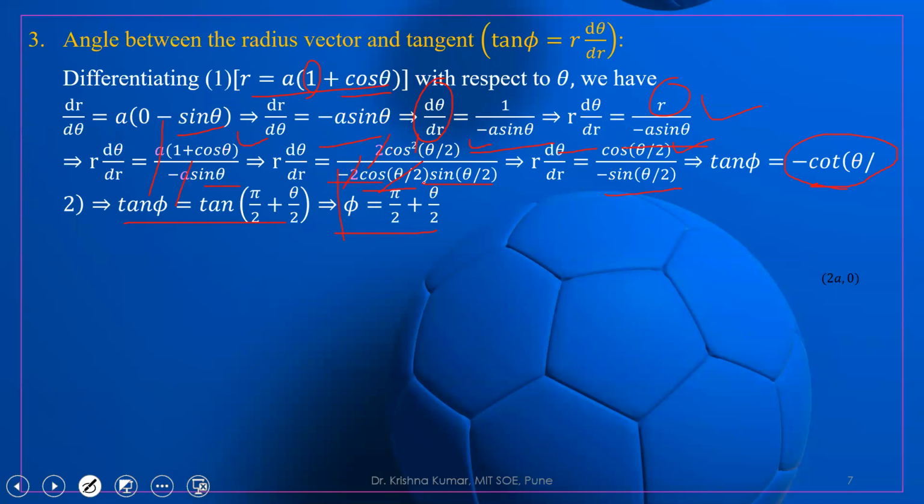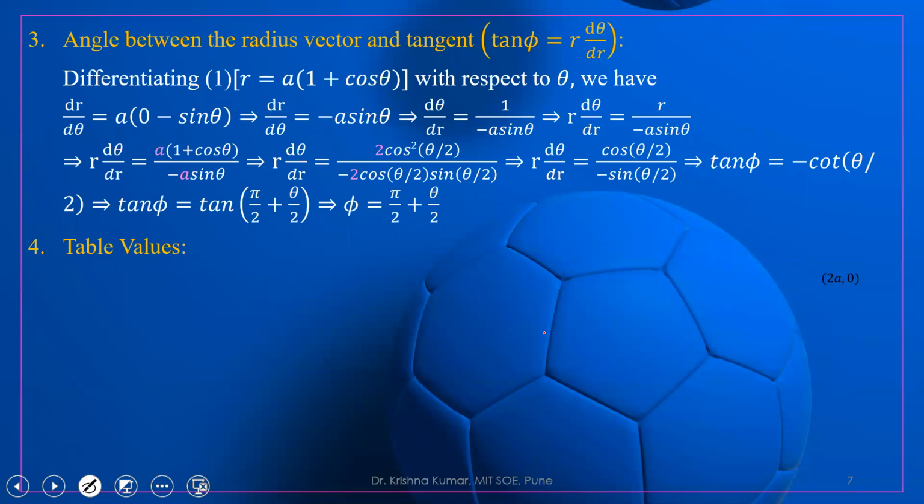Why is this needed? Because for any value of theta we are able to say what the tangent is. Suppose theta equal to 0, what is the tangent? The tangent line makes pi by 2. At theta equal to 0, phi is equal to pi by 2 plus 0, which means pi by 2. So at theta equal to 0, the tangent of the given curve will make pi by 2 angle with the initial line, the x-axis. So the tangent at this point will be perpendicular to the initial line. This will help us.